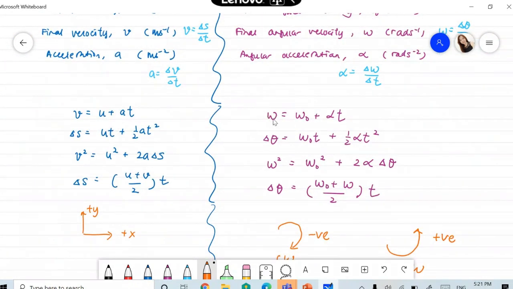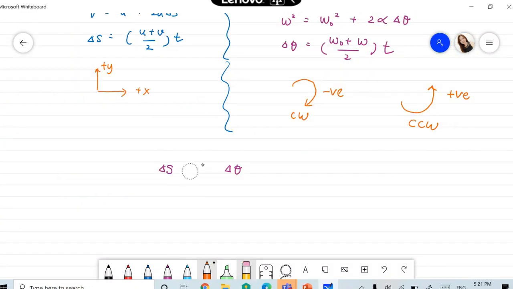Now, we know that there are a lot of analogies between the linear terms and the angular, rotational motion. So any relation between v and omega, or between the angular displacement and the linear displacement, can be related to one another. Delta s, the linear displacement, is analogous to delta theta. In linear motion we have speed, which is analogous to omega in rotational motion, and acceleration, which is analogous to angular acceleration.